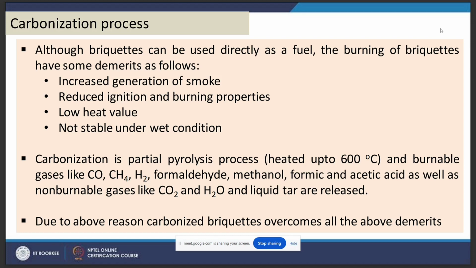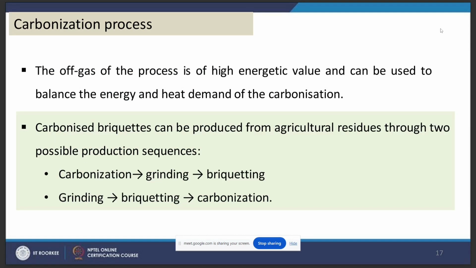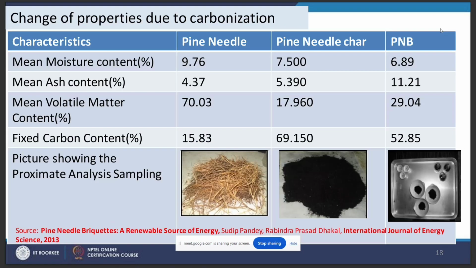After densification, there was an introduction to carbonization. Carbonization is partial pyrolysis. It can be done on already formed briquettes, or the waste can be first carbonized and then briquetting can be done. This is a study on pine needle in which biochar was produced, and the second and third columns show the difference between the needle char and the briquettes formed.